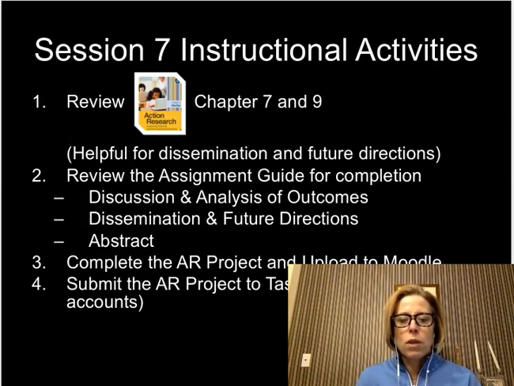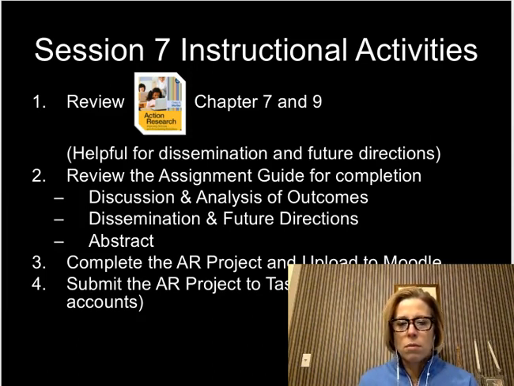This week you're going to mark completion on Chapter 7 and 9 for your participation in the course for the week, but also upload your completed project to Moodle, and then it needs to be turned into your TaskStream account, and I will assess and then upload the document so you have it in both places with the comments for that final piece.